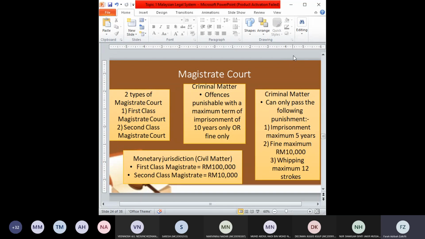So it depends on, like I said, monetary jurisdiction, it depends on how much you are claiming for. So if you are claiming for 10,000, it will be heard in second class magistrate court. If you are claiming for less than 100,000, it will be heard in the first class magistrate court. This is cases that can be heard by the magistrate court.